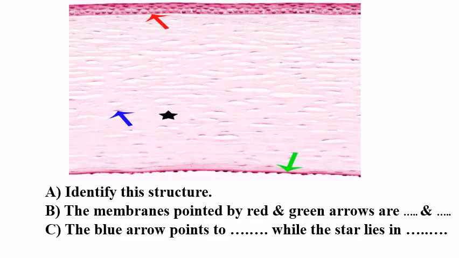Here, dear students, is the cornea. Very nice photo here. Identify the structure. The cornea, the membrane pointed by the red arrow, Bowman's membrane, while the green arrow, Descemet's. The blue arrow points to the keratocyte, while the star is the substantia propria.